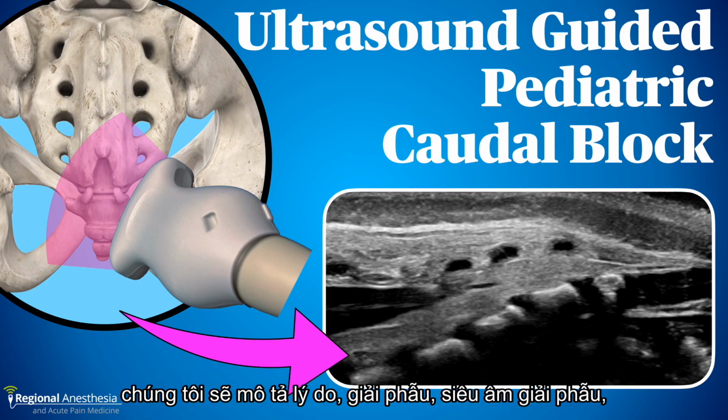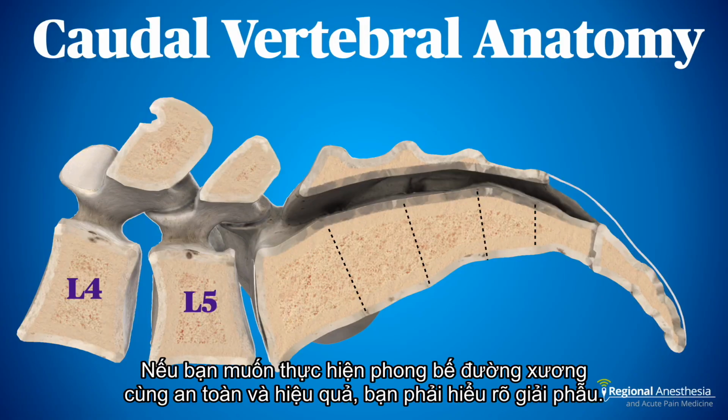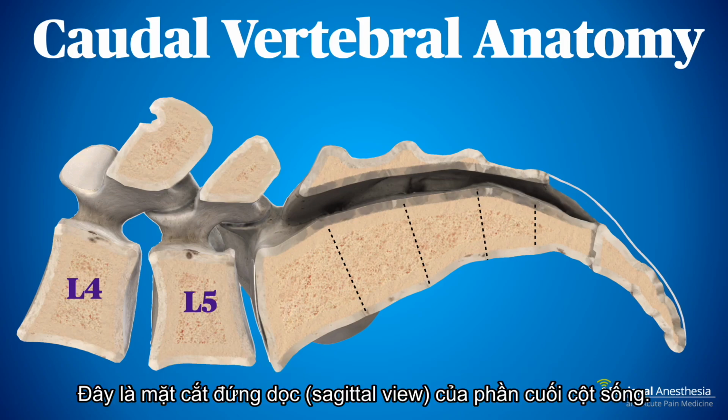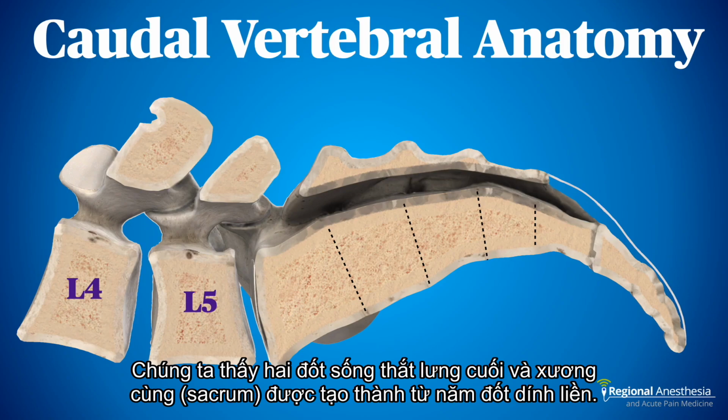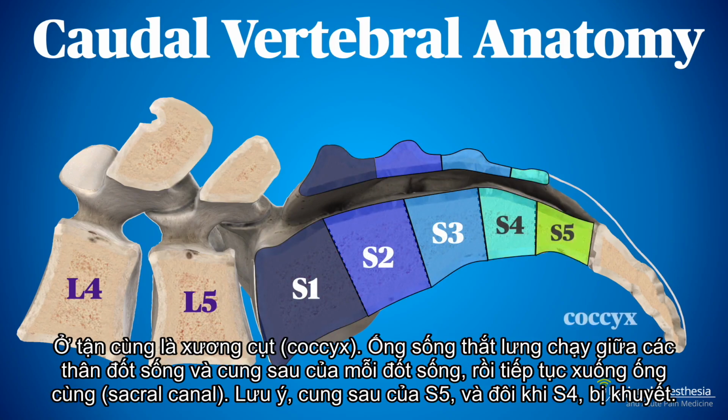In this video, we'll describe the rationale, anatomy, sonoanatomy, and technique for ultrasound-guided caudal block. If you want to perform caudal blocks safely and effectively, you must know the anatomy. Here's a sagittal view of the end of the vertebral column. We see the last two lumbar vertebrae and the sacrum, made up of 5 fused segments. At the very end is a coccyx, or tailbone.